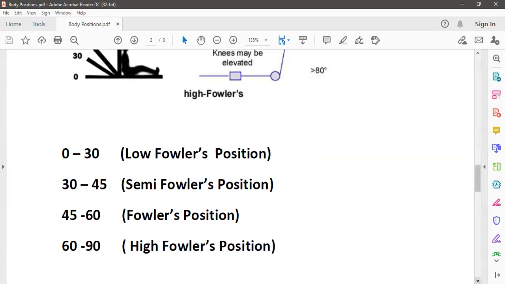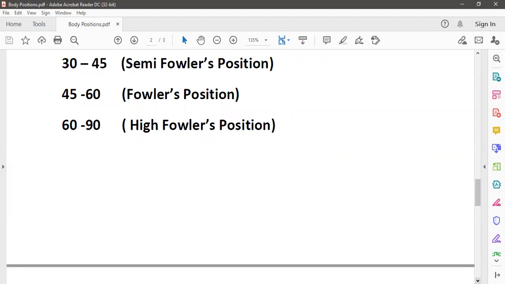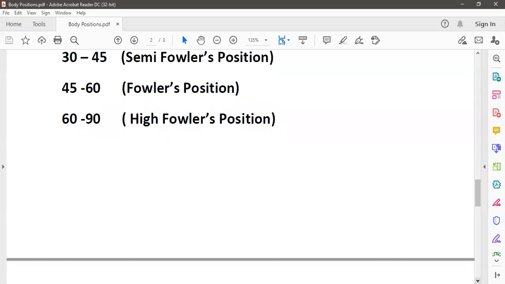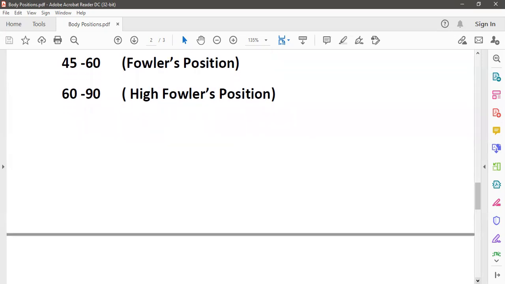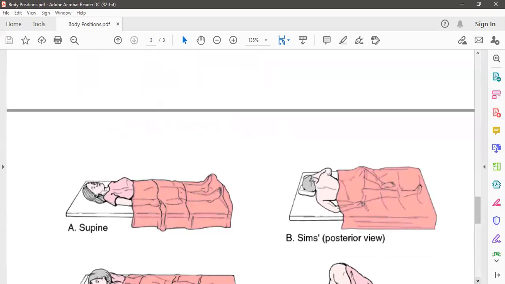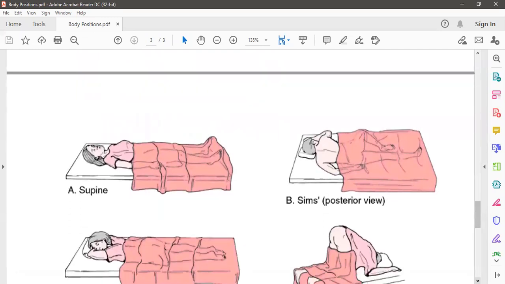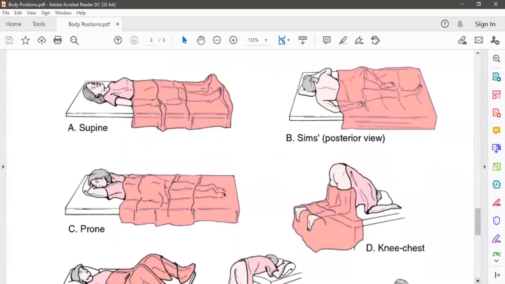So we need the Fowler posture if the patient needs relaxed abdominal contents and easier breathing, to prevent aspiration, or if the patient has autonomic dyslexia, we always prefer this posture. And next, in this picture, this is the supine, which we already covered.